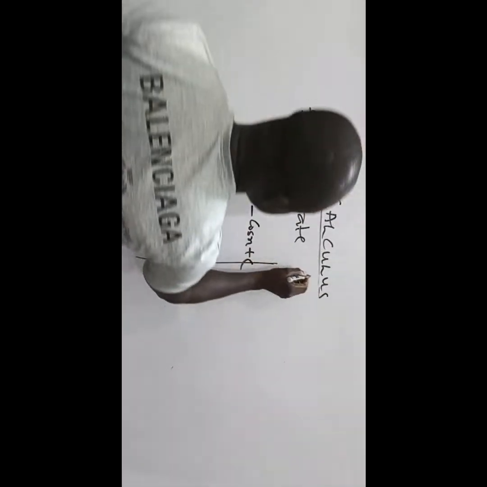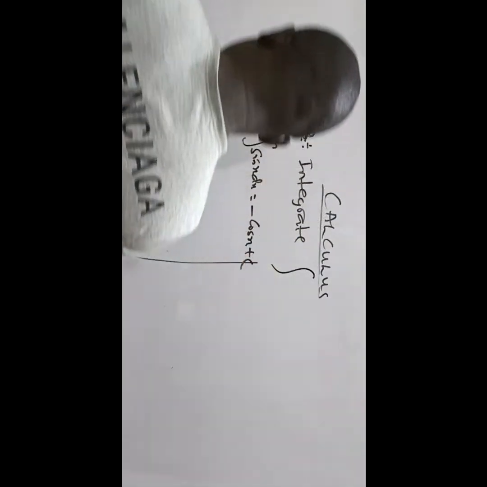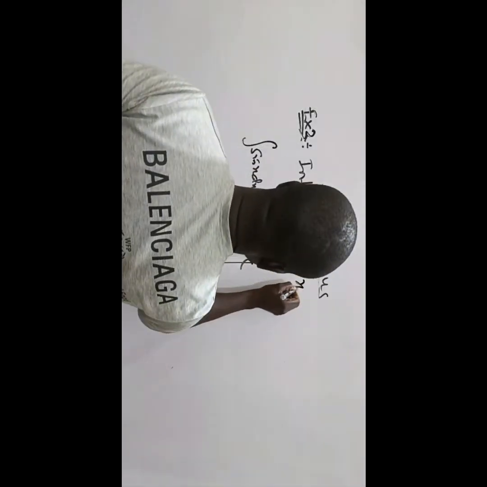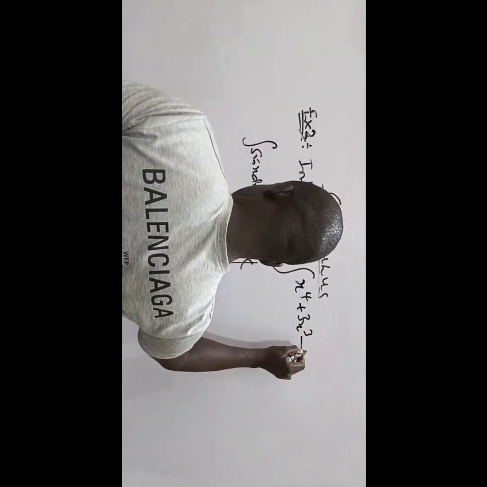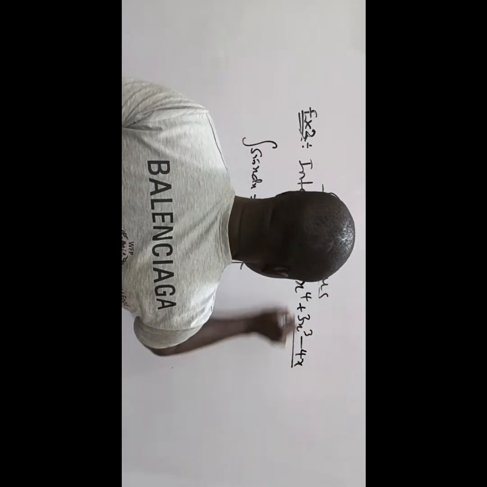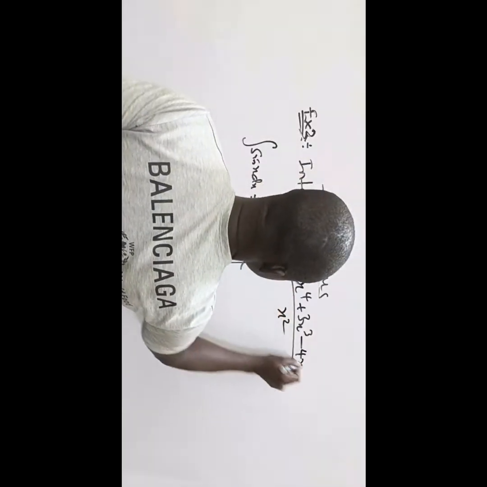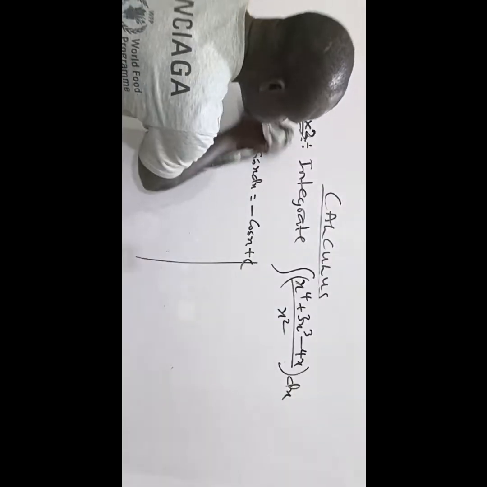Then what if you have something of this nature? Say example 3. We have the integral of x to the power 4 plus 3x cubed minus 4x, all over x squared, dx. You can be asked to integrate this. So what do you do here?